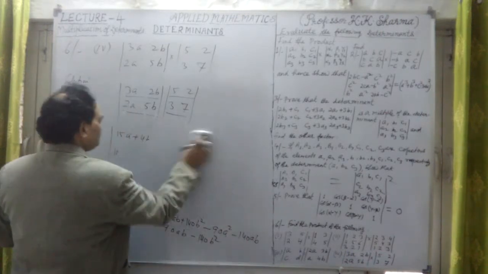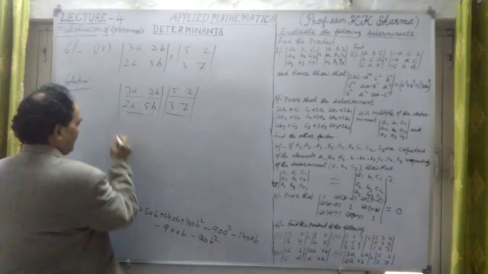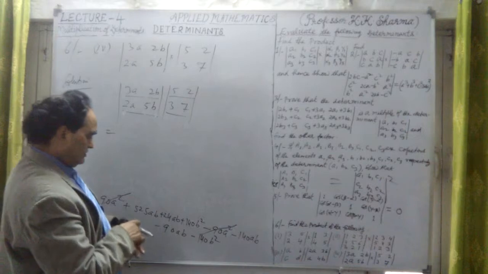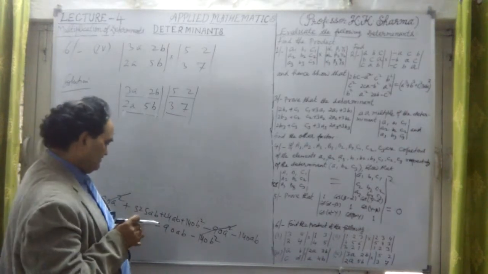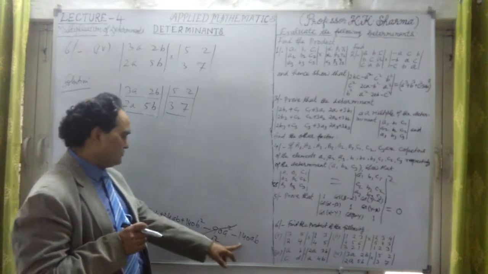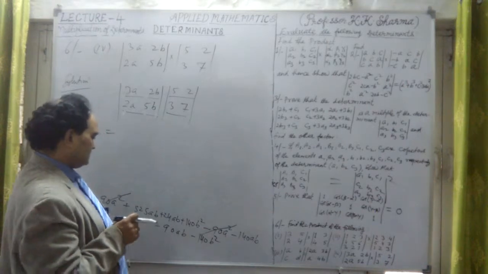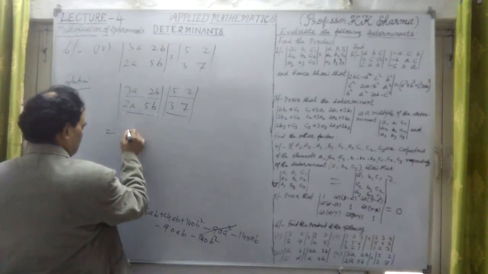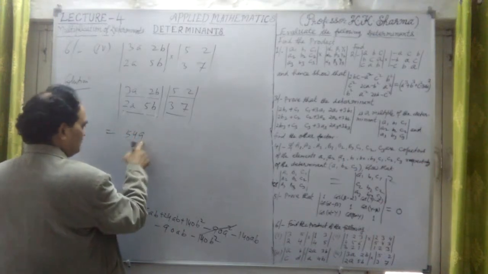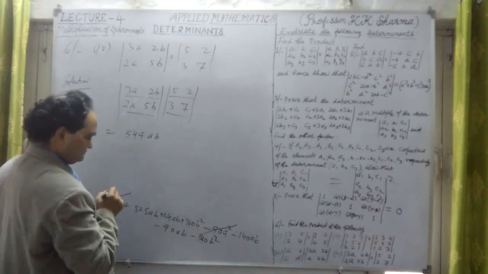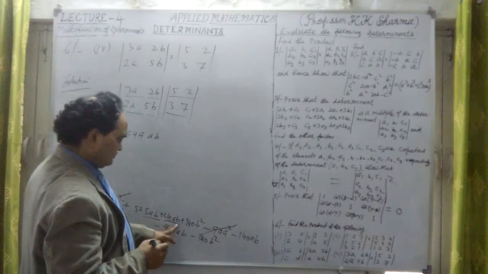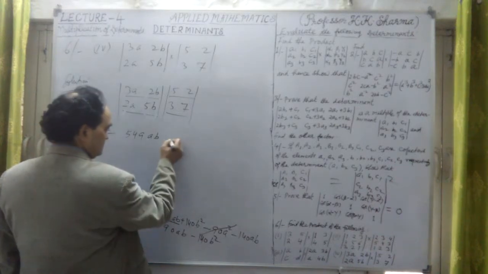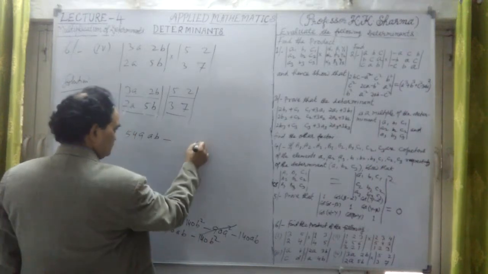Let me check the final result of them. Now this is 525ab, 24ab, and 140ab, and 90ab. Let me check what the answer is here. 525 plus 24 is 549ab. These two are added up, 525ab plus 24ab, and minus 140ab and 90ab, with minus sign.